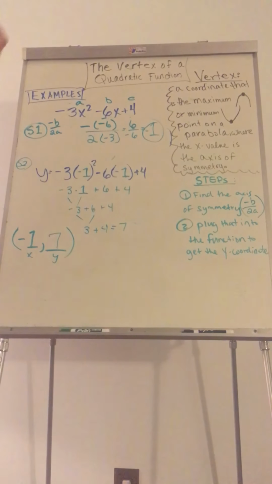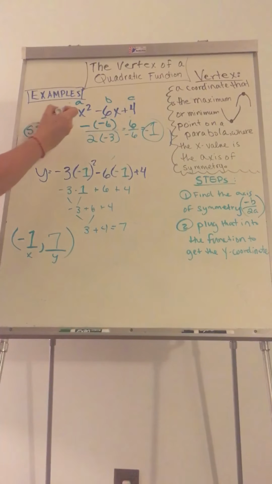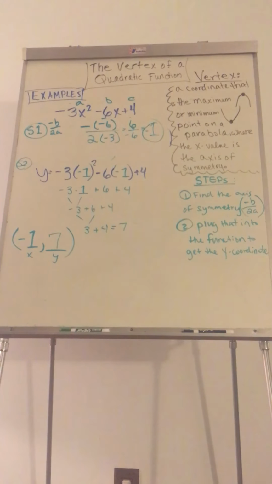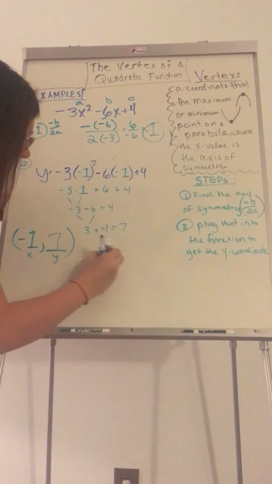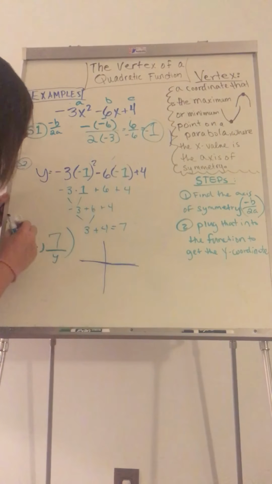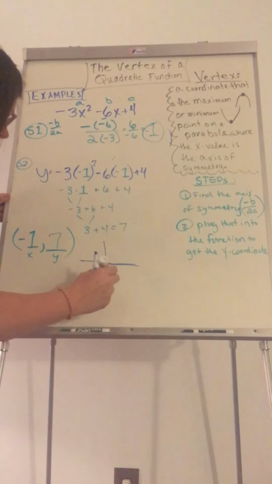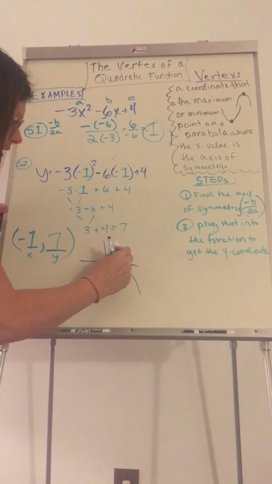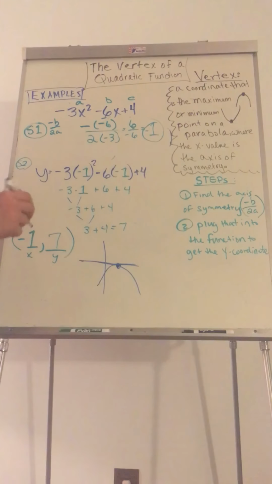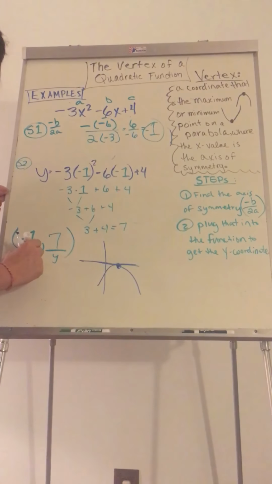Now this is going to be a maximum point, because if you recall from yesterday, the leading coefficient is negative. That means that it opens downward. So a rough sketch of the graph of this would be something like this. It's going to be negative 1, 7, and it's going to be going this way. So it'll be something like right about there. Because it's opening downward, it is a maximum point. So negative 1, 7 is a maximum point.